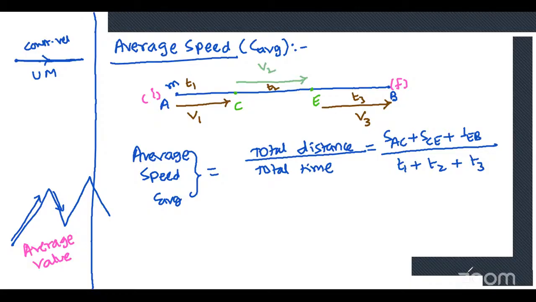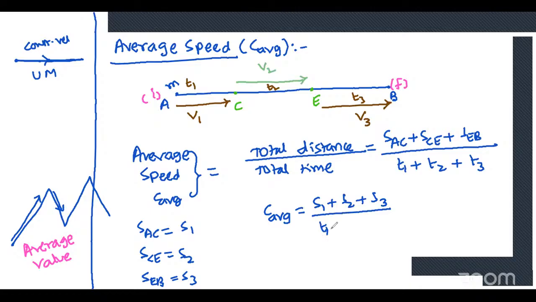Sometimes we can say the distance of AC is S1, the distance of CE is S2, and the distance of EB is S3. So the average speed, I can say, is S1 plus S2 plus S3 by T1 plus T2 plus T3. Remember this formula.